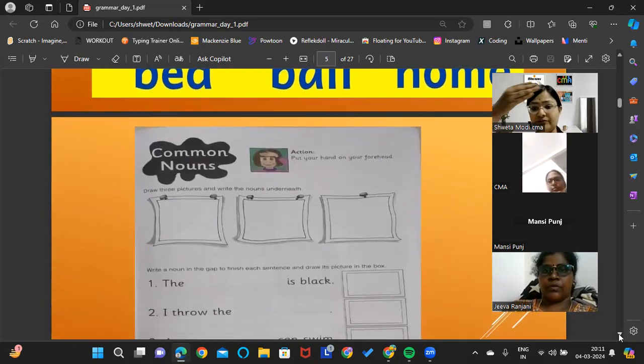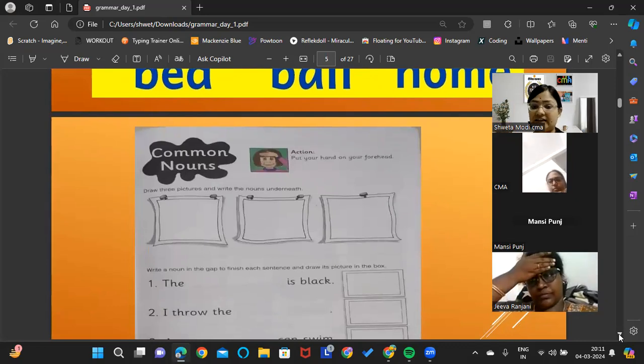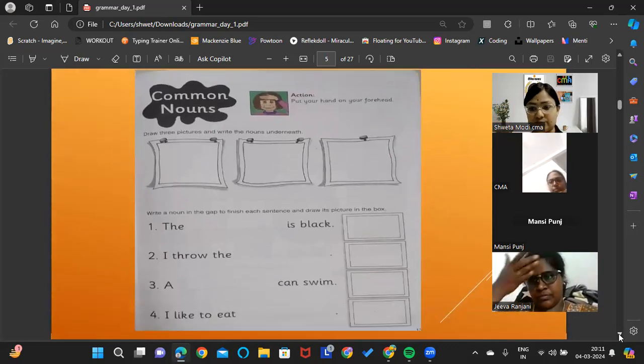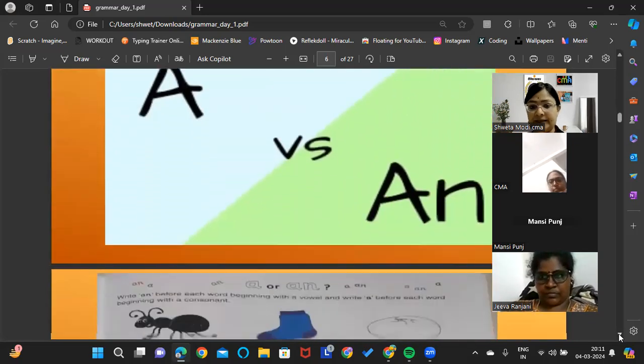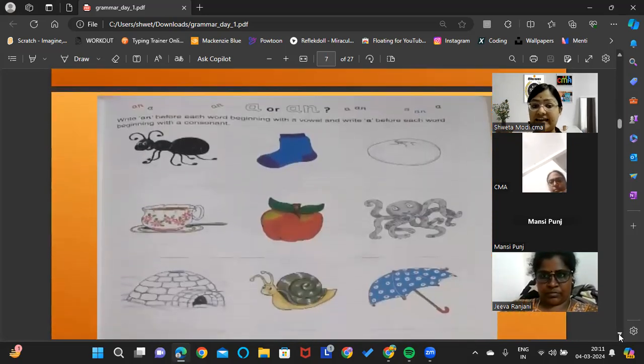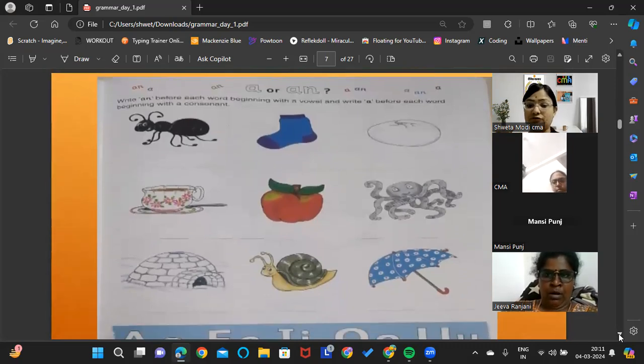Okay, so for common nouns, we have this action. The child draws 3 pictures and does this worksheet. Now, an ant, a sock, an egg, a cup, an apple, an octopus, an igloo, a snail, an umbrella. So whenever you hear a vowel sound, a, e, i, o, u, before a vowel sound, we use an.